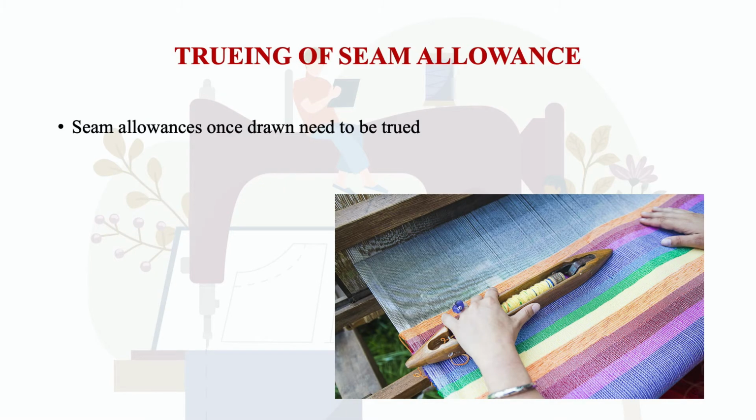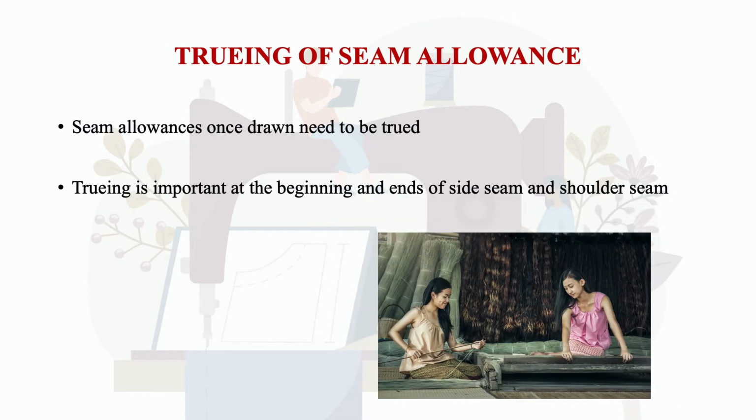Then, truing of the seam allowance. When we give the allowance on the pattern, it is very important to true that particular seam allowance. So once drawn, the seam allowance needs to be trued. Truing is important at the beginning and end of the seam. When we give the seam allowance and while we are stitching, it should be trued.